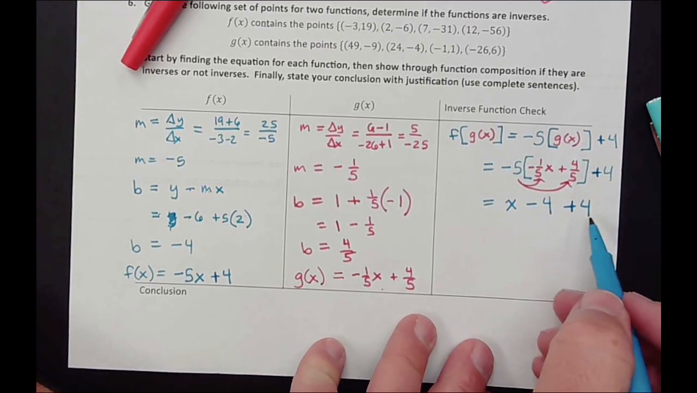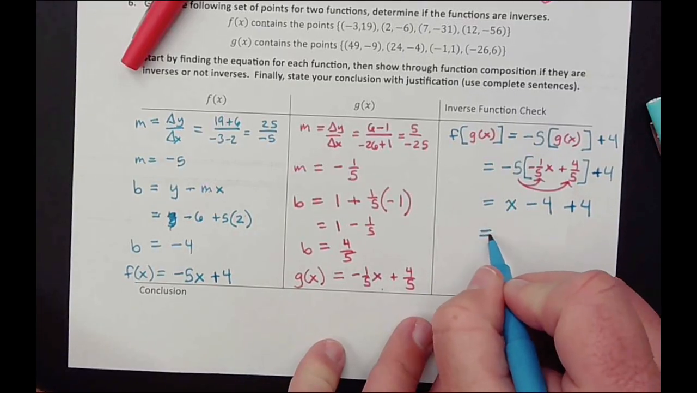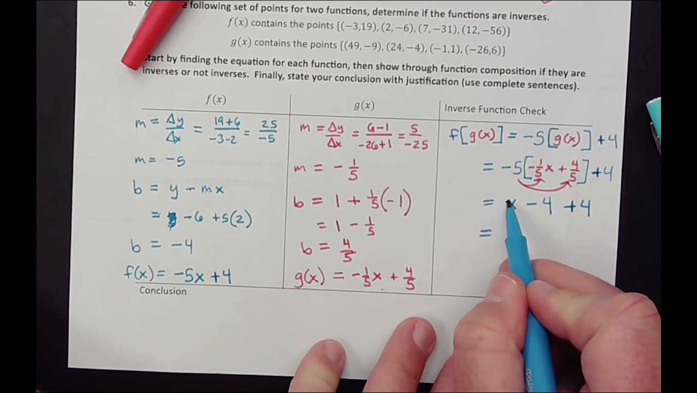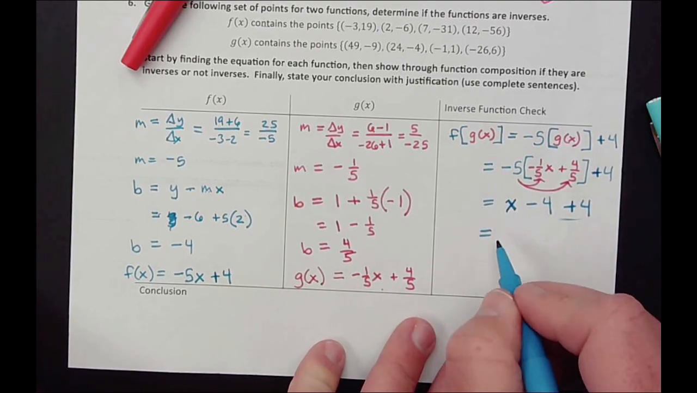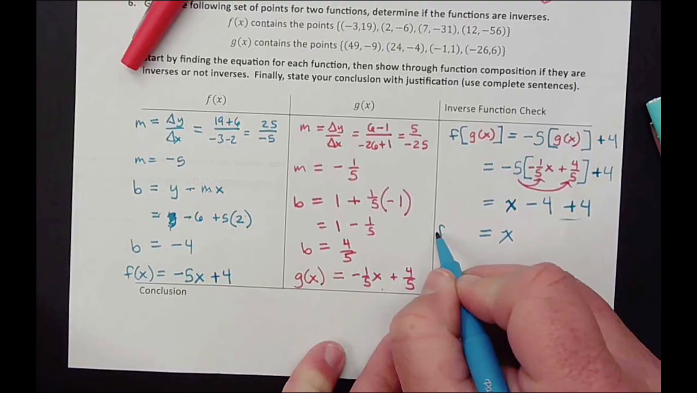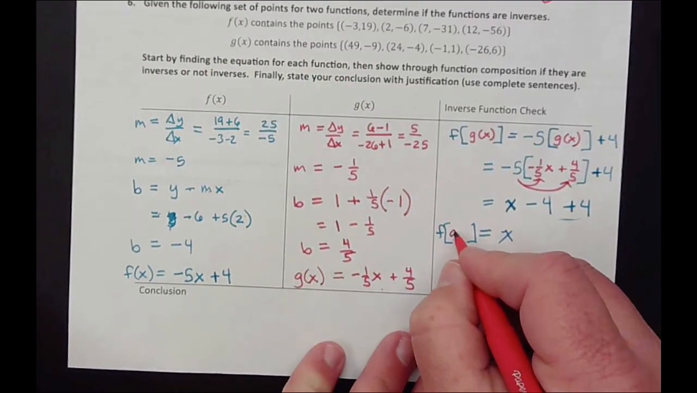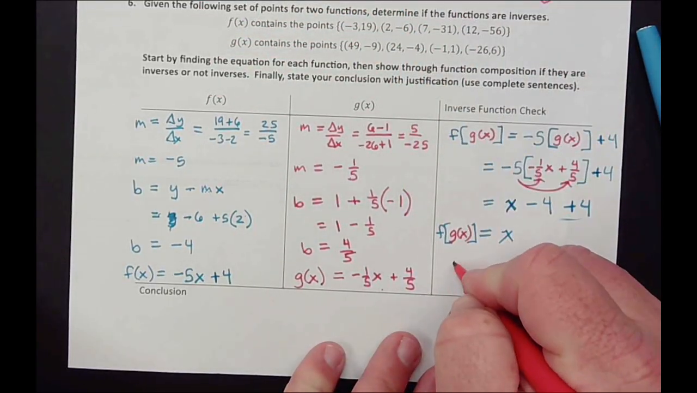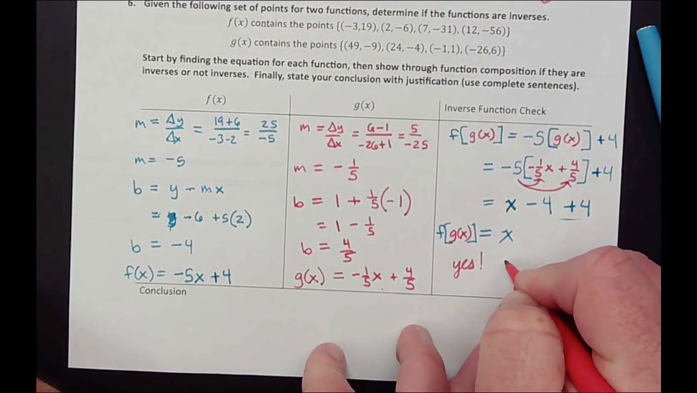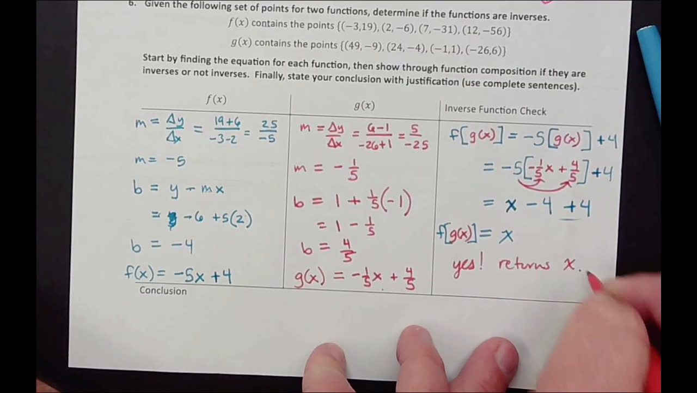Okay. I did that because I started recognizing that this wasn't going to be an inverse, but it was supposed to be. So in this case here, we get additive inverse with the -4 +4, leaving us with just x. So the composition of f of g of x returns x, therefore they are inverse functions. There you go.